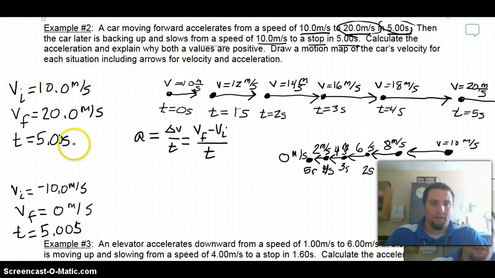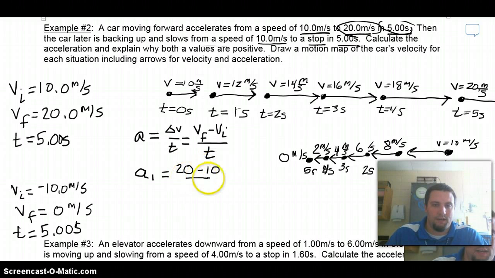Okay, and here are my givens right here. Just plug the numbers in. So here's situation 1. We'll call this acceleration 1. Final velocity is 20. Initial velocity is 10. The time it takes is 5 seconds. End up with 10 over 5, which is 2.00 meters every second squared, and this is your first acceleration.